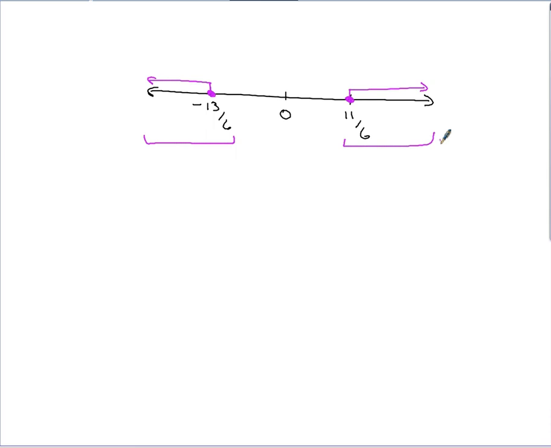So using interval notation, this interval I've got negative infinity going up to negative 13/6. We will include the negative 13/6, so I throw a bracket on there. On the second interval, we include the 11/6. That goes up to infinity. And again, we've got multiple intervals, so we form a union between the two. Okay, there's our solutions for what x could be.